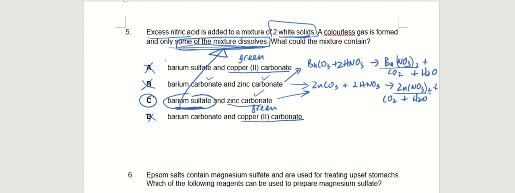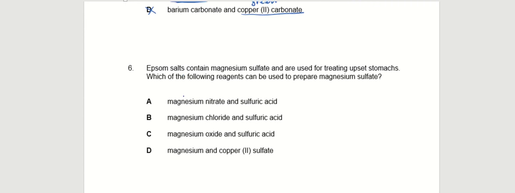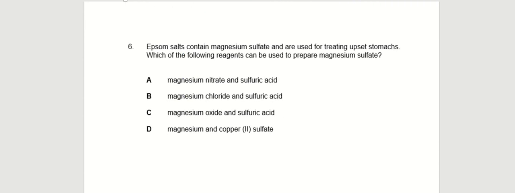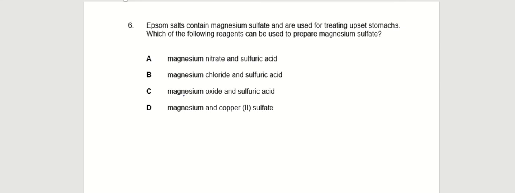Okay, let's do one last question before we end off this segment of the series on revision of salts. Epsom salts contain magnesium sulfate and are used to treat upset stomachs. Which of the following reagents can be used to prepare magnesium sulfate? And as we remember, all sulfates are soluble except calcium, lead, and barium. So this is a soluble sulfate. And since it is not sodium, potassium, or ammonium, we are talking about a non-spar sulfate.